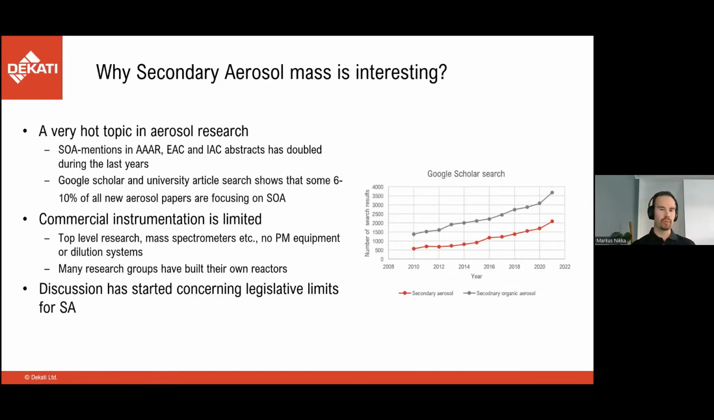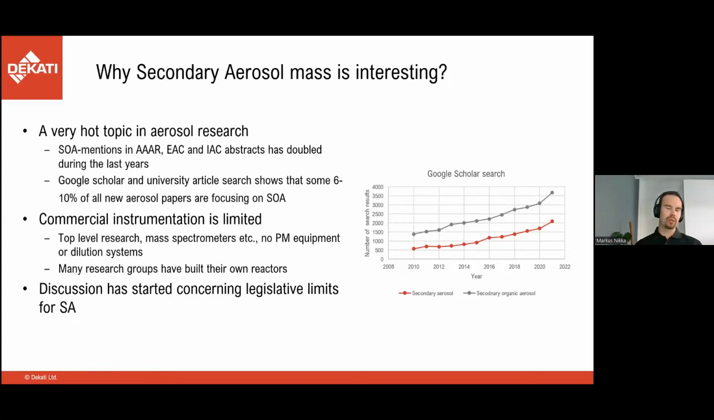There are not many commercial instruments to do this kind of measurements. It's quite top-level research and expensive analyzers, and yeah, there are many research groups that have decided to build their own systems to do this kind of measurements.